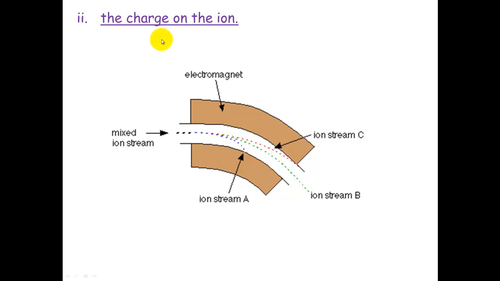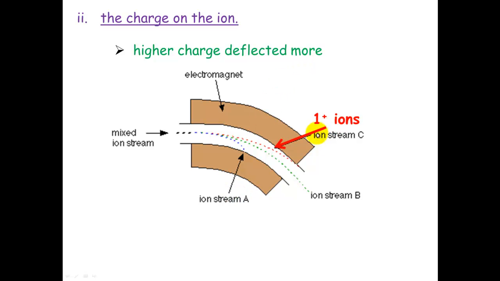The charge of the ion. So here's our mixed ion stream again. If these had different charges on them, the higher charge is deflected the most. So if we have a look, this one here is deflected the least, so it must be 1+ ions. The green one here are 2+ ions, and hypothetically the 3+ ions would be deflected the most because they've got the greatest amount of charge. They're going to be attracted more to the electromagnet.